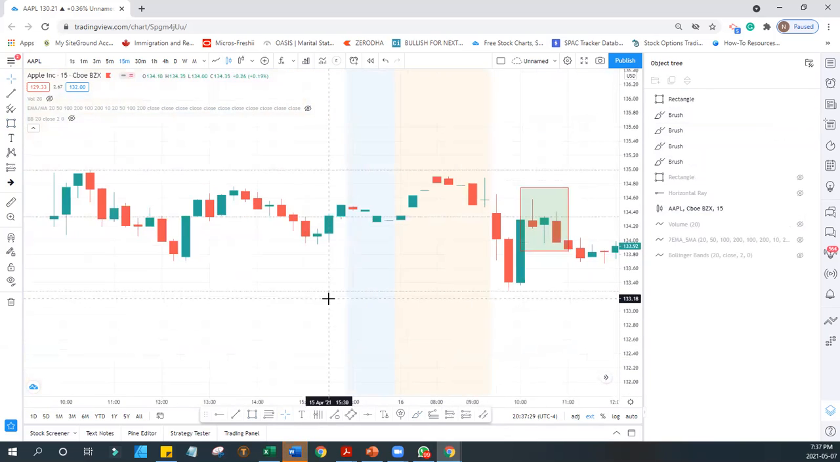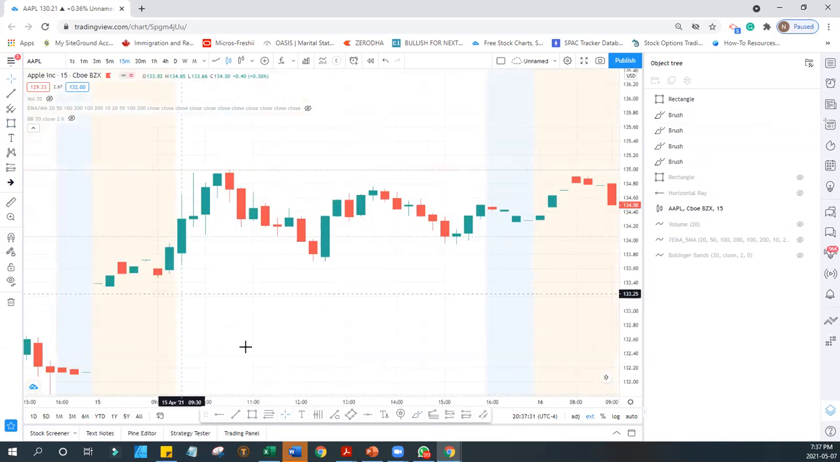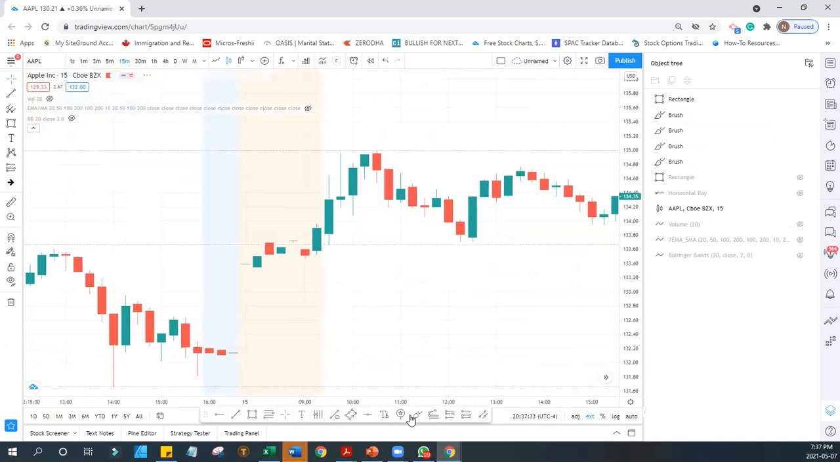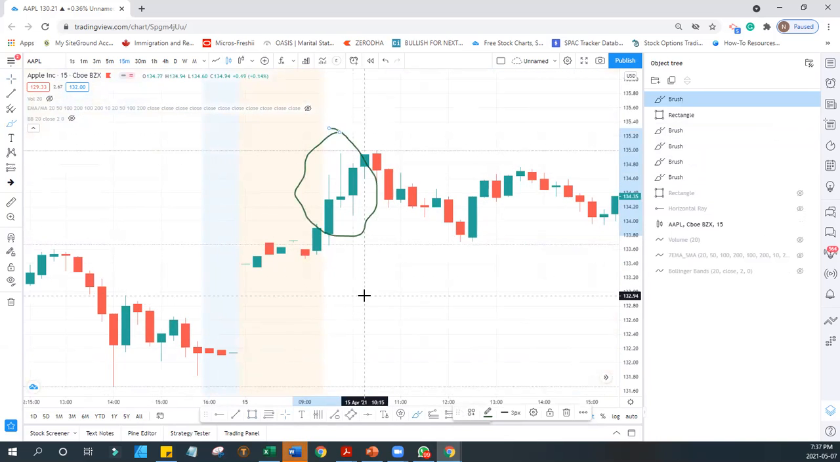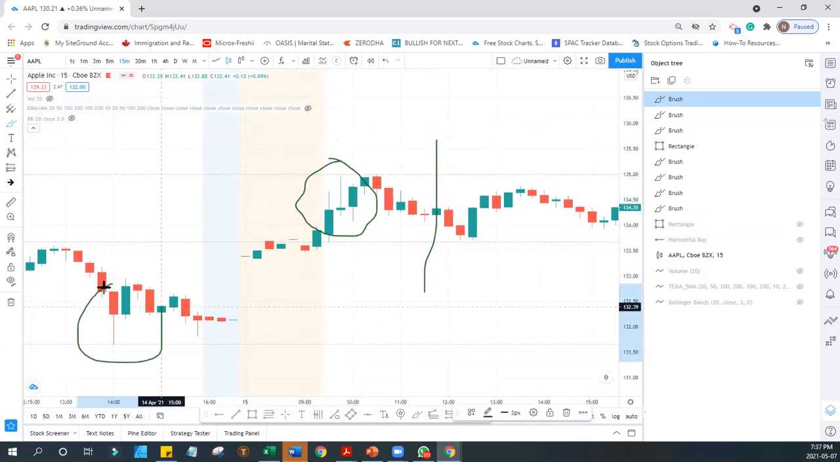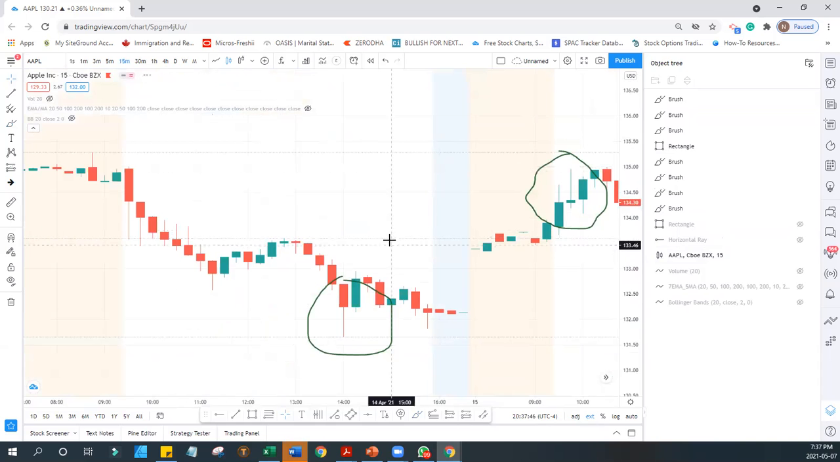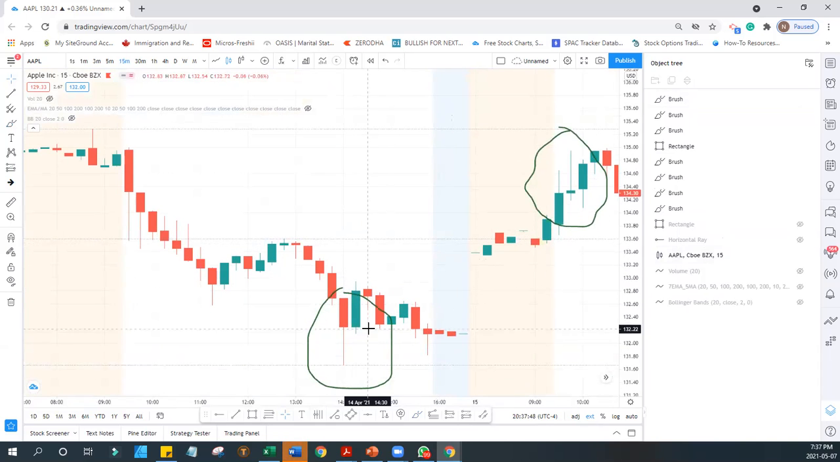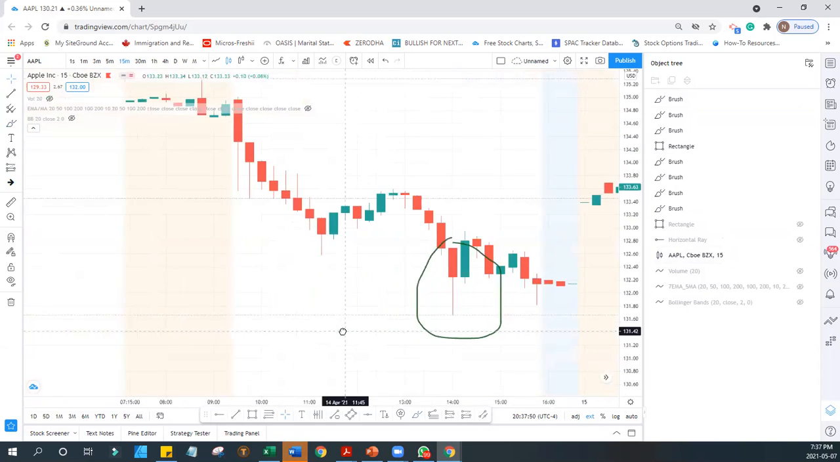First, we need to identify who is dominating. Who is in the domination here? Kind of bearish. Okay, kind of bearish. Who is dominating here? This is a hammer and bullish. Okay, bullish.